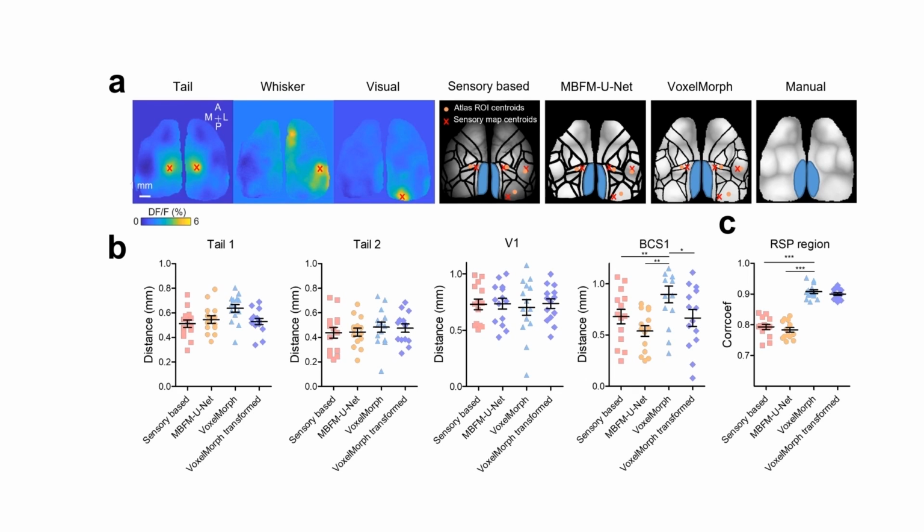The prediction accuracy was then evaluated by measuring the Euclidean distance between the centroids of sensory stimulation-induced activation and predicted atlas ROI centroids. All the 3 pipelines yielded good performance.